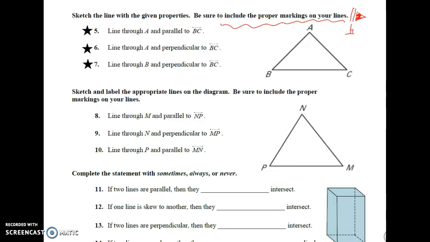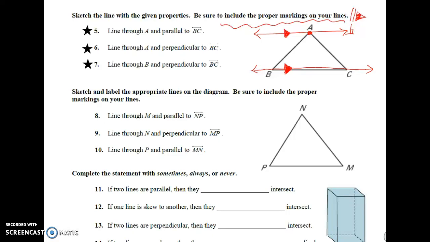So question 5 says, draw a line through A, so I'm going to put a dot on A, and it has to go parallel to BC, so parallel to the bottom. For that question, we would go straight across the top, and to show somebody that those are parallel, we would mark them both with a solid arrow, and now you have a pair of parallel lines.